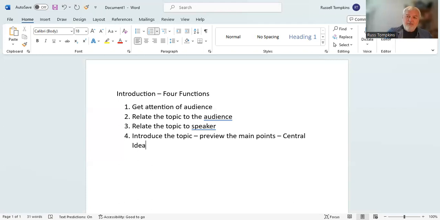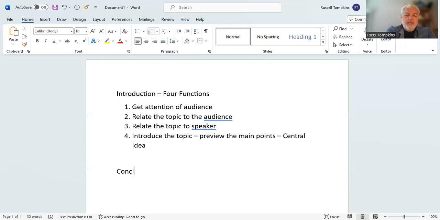So when you're done with all 4 of these functions in the order that I mentioned, you should be somewhere around 45 seconds for this speech, and you're ready then to transition into your first main point. So then you would say a transition statement like, let's start by looking at, and then mention what your first main point is. Now, at this point, I want to move down and talk about the conclusion.